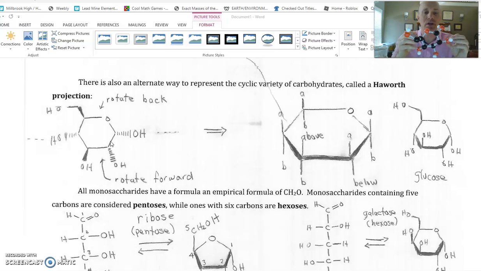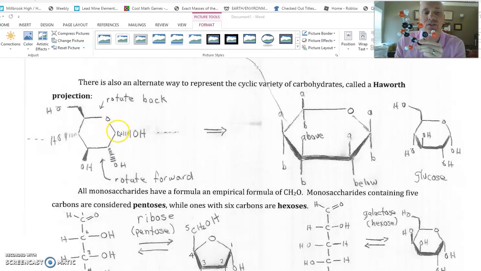Taking a look at this particular model, you'll notice that there is a 6-membered ring. You can see it right here, and notice that one of the atoms in that 6-membered ring is an oxygen atom, which corresponds to this one right here.